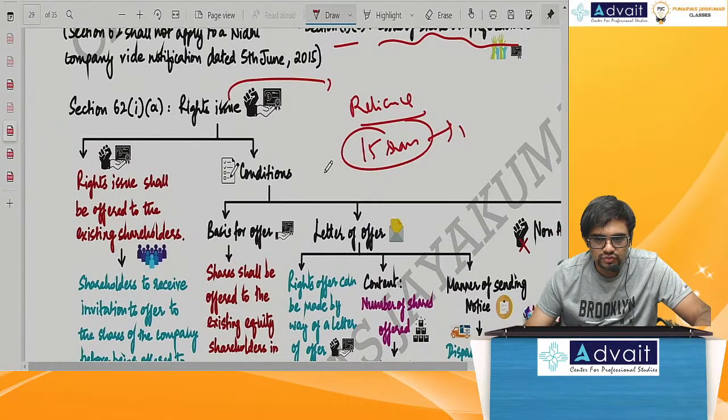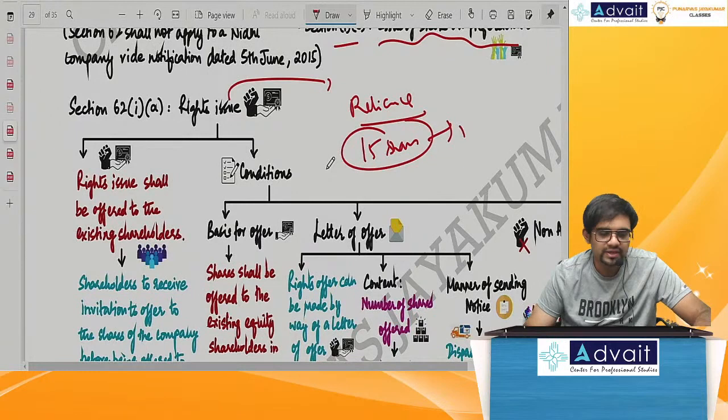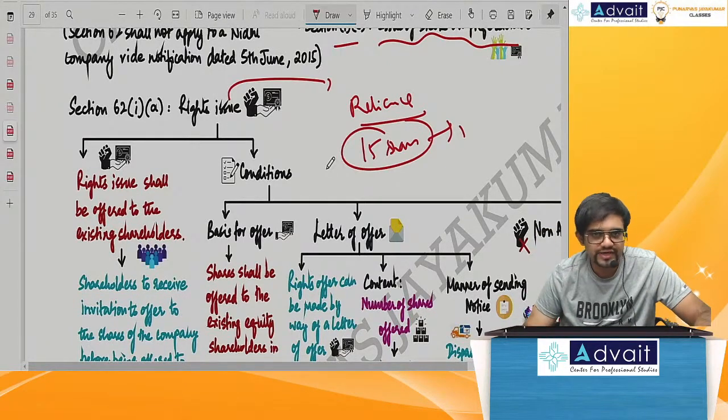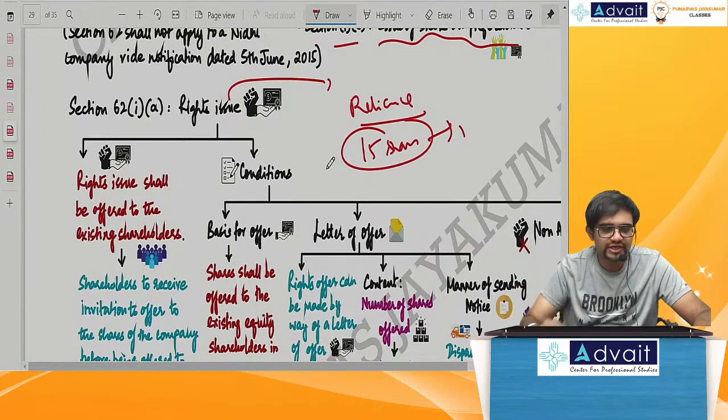In a rights issue, what happens? Sorry, I went off to the layers of investment companies. Sorry, my bad. So I'm talking about rights shares. If you have existing shareholders, first I need to offer shares to them as a matter of right, because first you need to convince the people who are inside the company, then you can go outside.